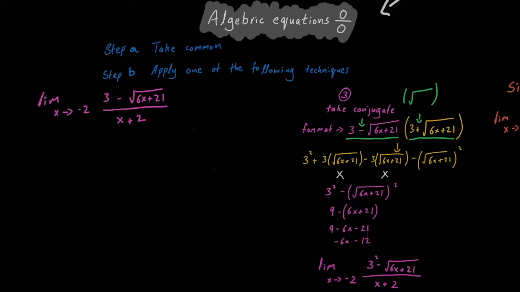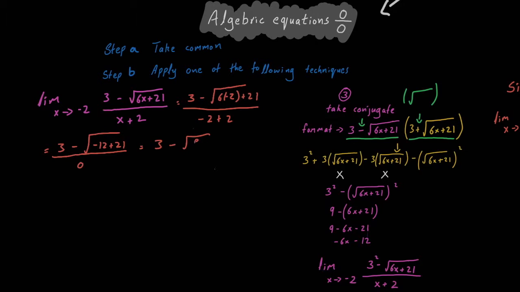Let's try solving one question to understand it better. For any calculus limit problem, the first step is simply to substitute. So we'll do that. 3 minus under root 6 into negative 2 plus 21, divided by negative 2 plus 2. So we'll get 3 minus under root negative 12 plus 21, divided by 0, which is the same as 3 minus under root 9 over 0, which is 3 minus 3 divided by 0, and it is 0 divided by 0.